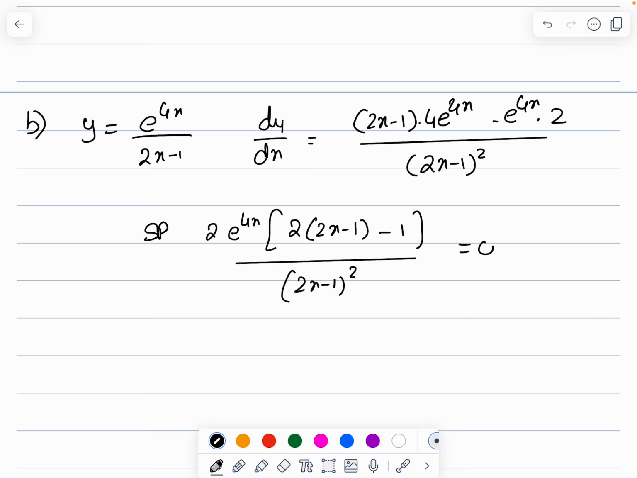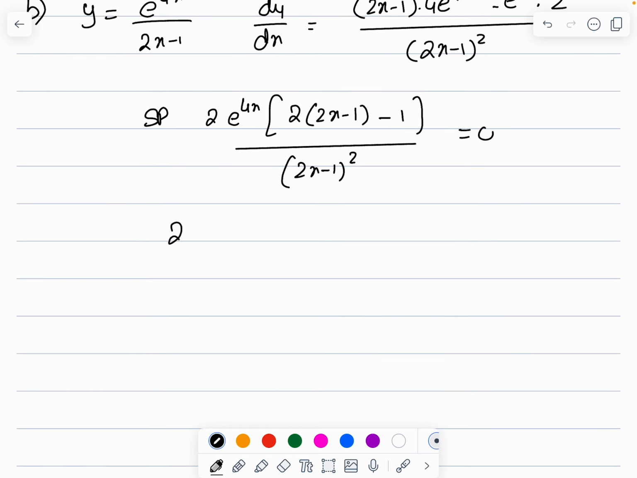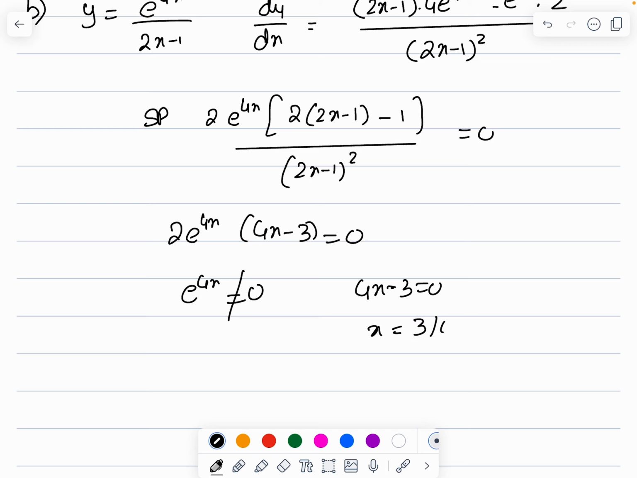Then what do I get out? 2 e power 4x times 4x minus 3 should be equal to 0. E power 4x equals to 0 is not possible. 4x minus 3 equals to 0. So x equals to 3 upon 4.